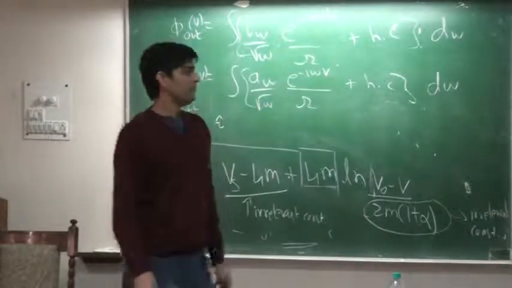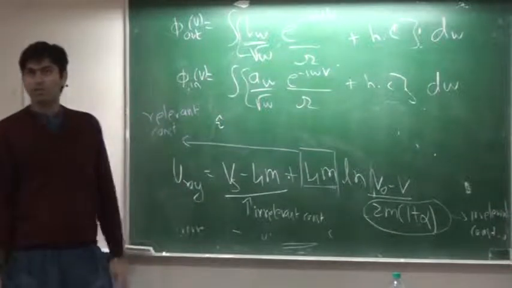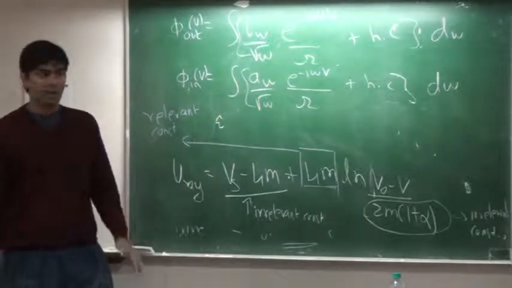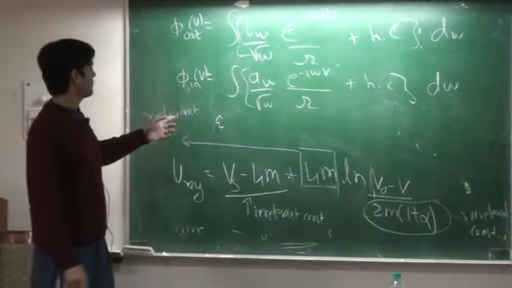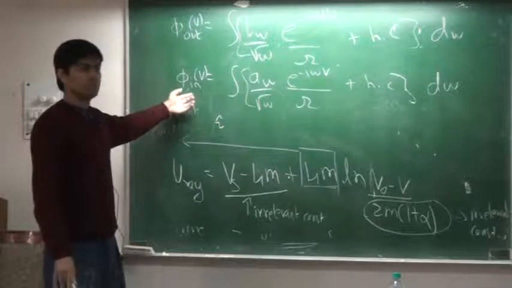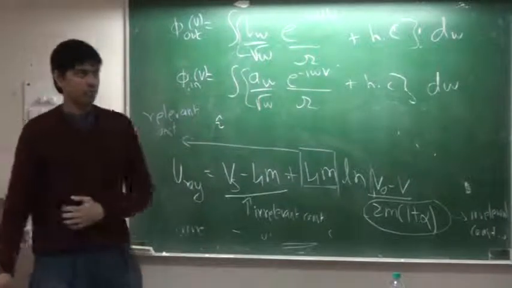Okay? So is this clear? The ingoing fields will be characterized by v. The outgoing are characterized by u.